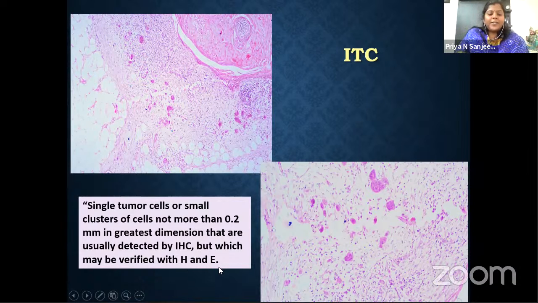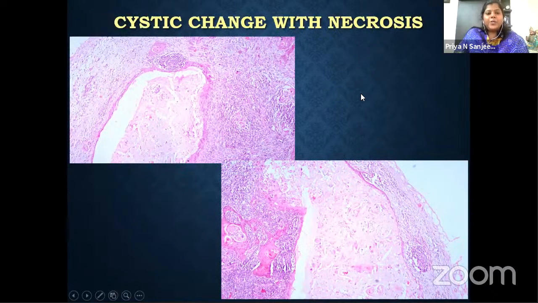If not able to identify by HND, we can take the help of IHC. Cytokeratin, pan-cytokeratin can be used. Then sometimes there can be cystic change, which is a degenerative change occurring within the lymph node. You can see the macrocyst here, and it is filled with necrotic debris.